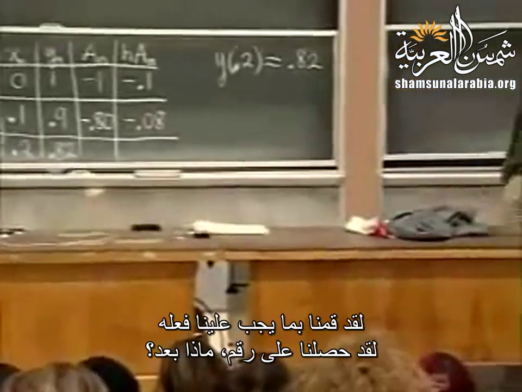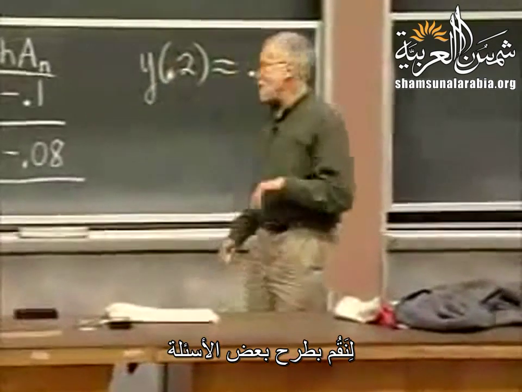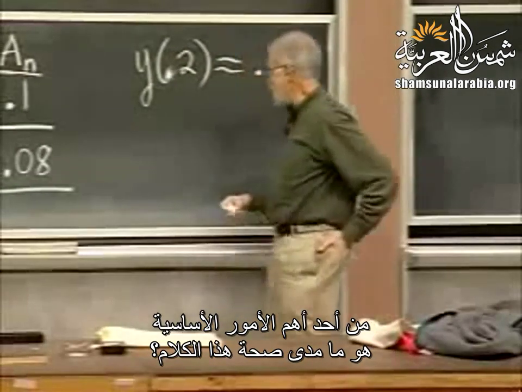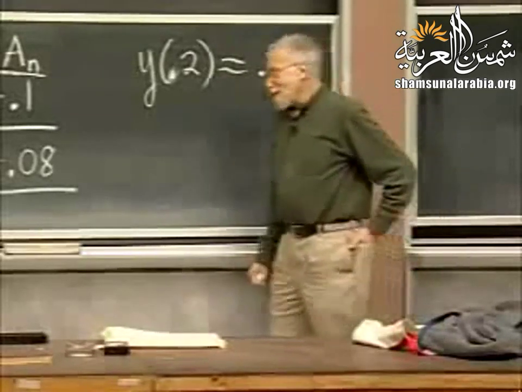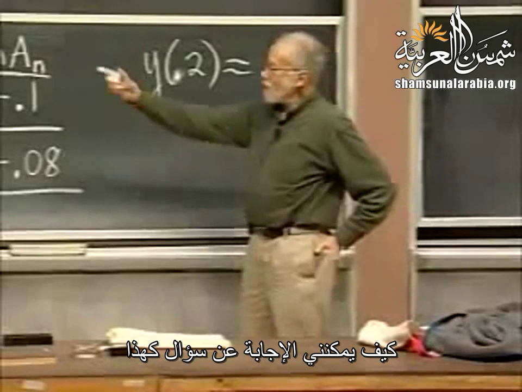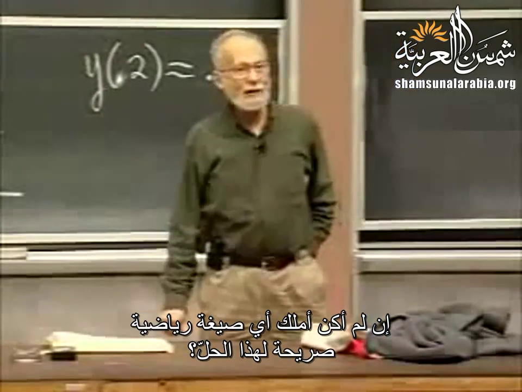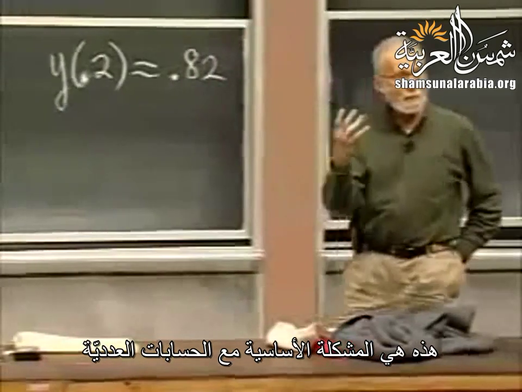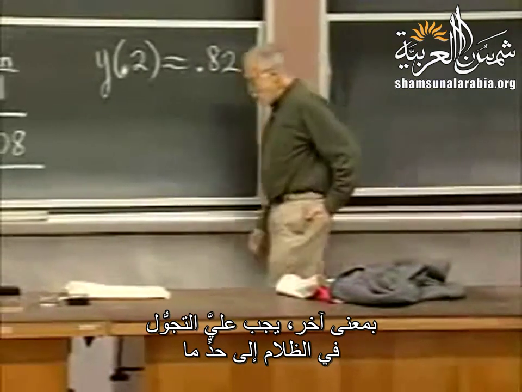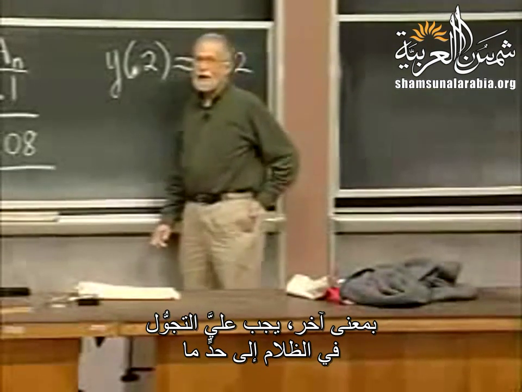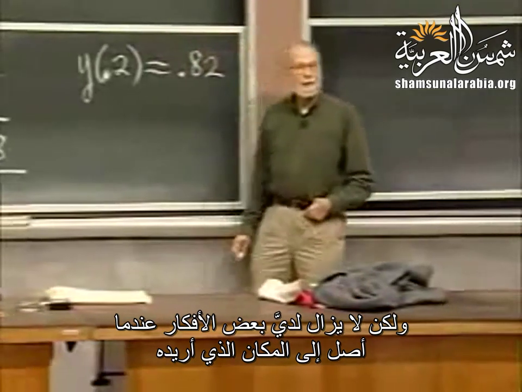Okay, well, we got a number. We did what we were supposed to do. We got a number. Next question. Well, now let's ask a few questions. One of the first most basic things is, how right is this? How can I answer such a question if I have no explicit formula for that solution? That's the basic problem with numerical calculation. In other words, I have to wander around in the dark to some extent and yet have some idea when I've arrived at the place that I want to go.